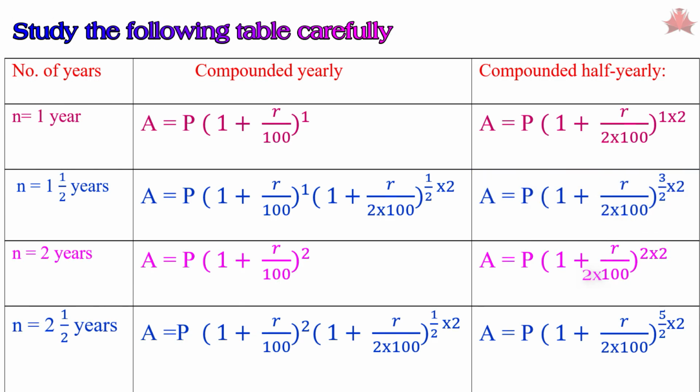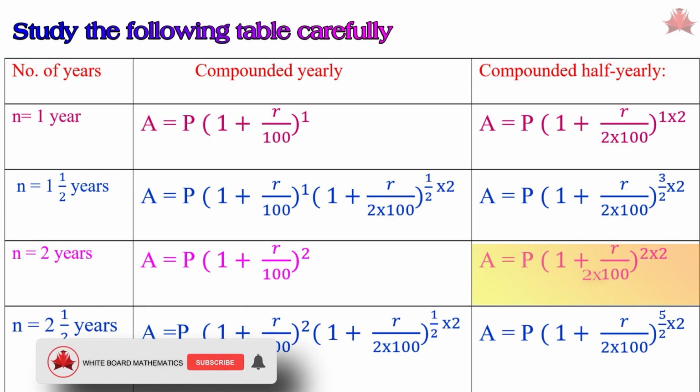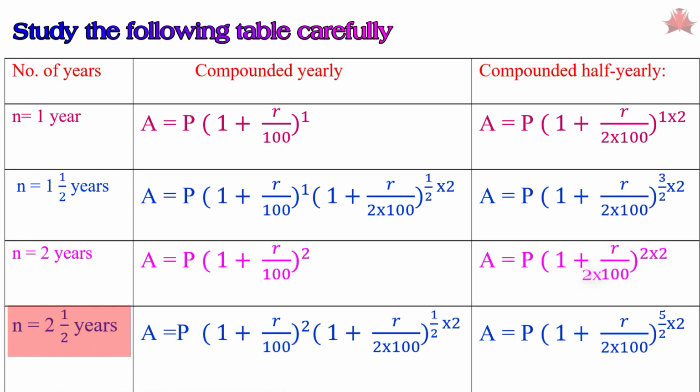Now we are going to calculate the number of years is equal to 2. Compounded yearly, the formula amount is equal to P into (1 plus R divided by 100) whole square. Compounded half yearly, A is equal to P into (1 plus R divided by 2 into 100) whole power 2 into 2. Now we are going to calculate n is equal to 2.5 years.